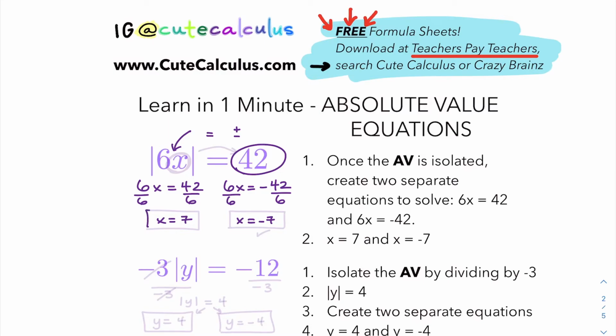The reason we end up with two answers, one positive, one negative, is that absolute value is the distance from 0. It's always going to be positive. So we don't know if this x right here could have been negative or not, because 6 times -7 would equal -42, but the absolute value of -42 is positive 42. So we always have to account for that negative possibility.